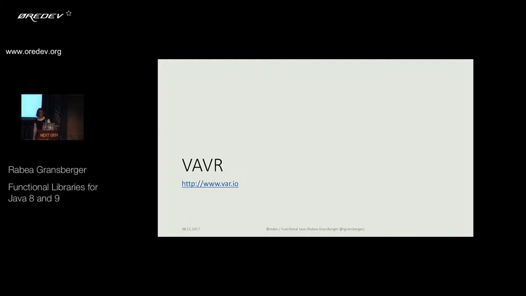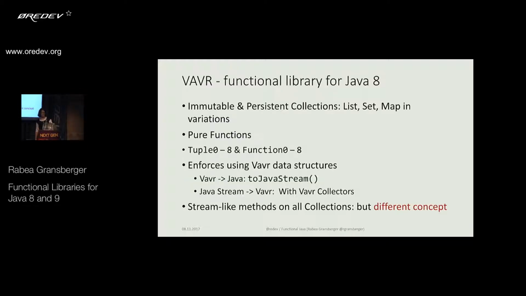So Vavr. Vavr is, maybe most of you know it, was previously called Javaslang. So never have Java in any of the library names, please, because they're going to sue you from Oracle, or you have to pay. And so with Vavr, we have immutable and persistent collections. They are still called list, set, and map, like in Java 8. You just have to change the imports to be able to use Vavr. And those are all immutable, so we only have pure functions on the collections.